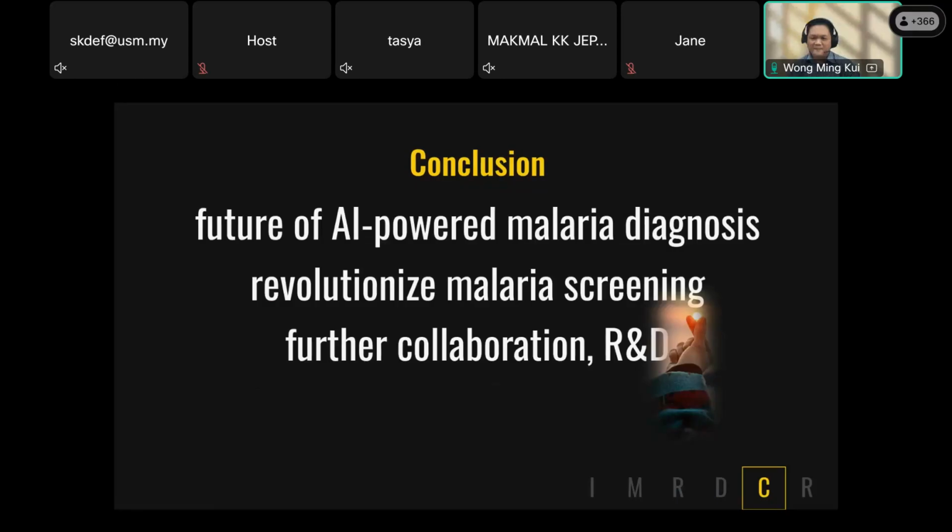Of course, if anyone is interested, I'm open for further collaboration as well. More research and development is still needed to see if we can explore different fields in the laboratory using AI. Not just microscopy, not just malaria. We can explore a lot of fields in the lab using AI models.